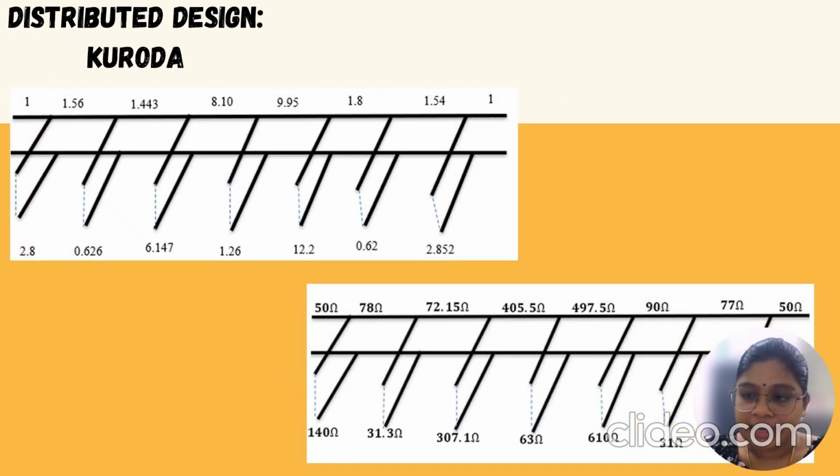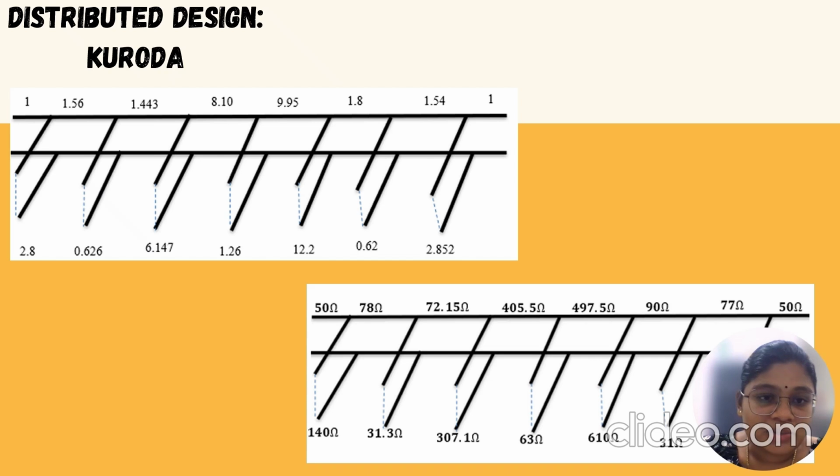Okay, in this slide, the final distributed low-pass filter design using Kuroda identities is fully converted into a realizable microstrip or transmission line layout. So the first diagram shows the final network after the Richards transformation and Kuroda steps have been applied. So each number at the top represents the normalized impedance ratio for each section, while the number at the bottom corresponds to the normalized admittance or impedance of the stubs. So this layout shows how the filter now consists entirely of shunt stubs connected to the main transmission line, which makes the performance predictable at high frequencies.